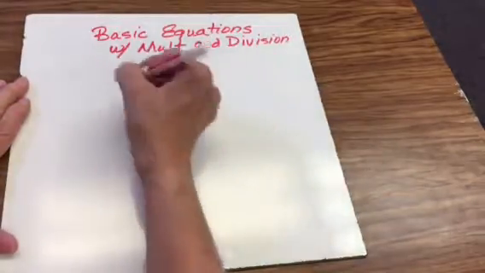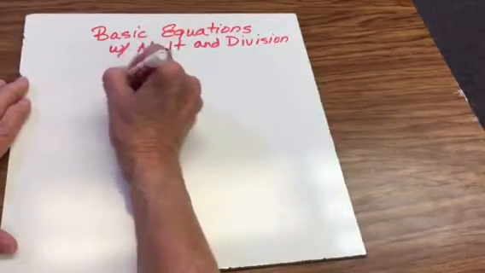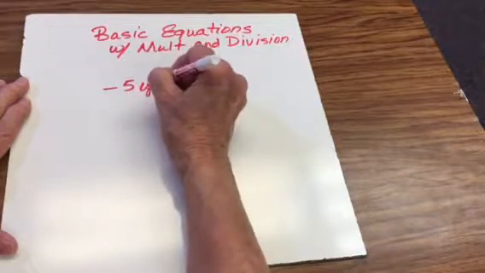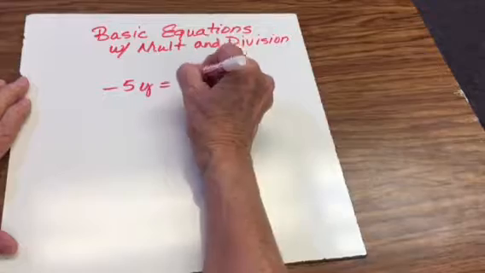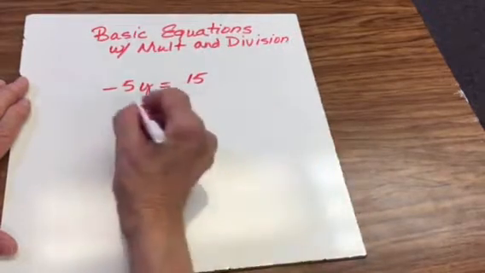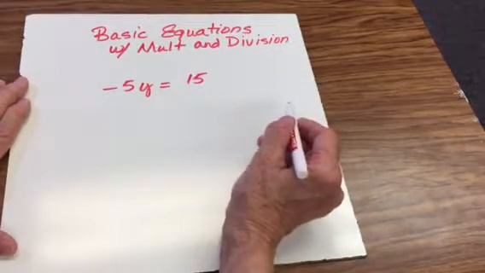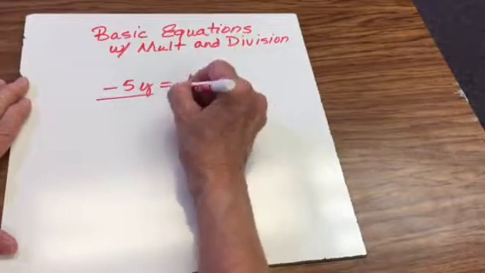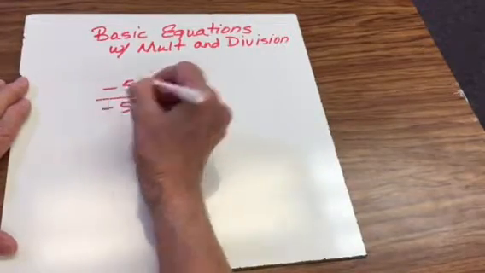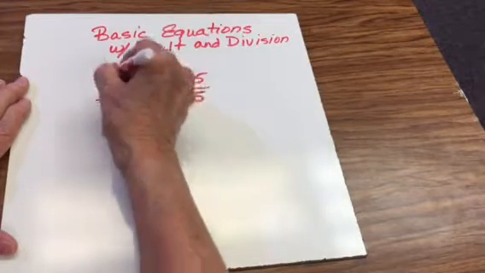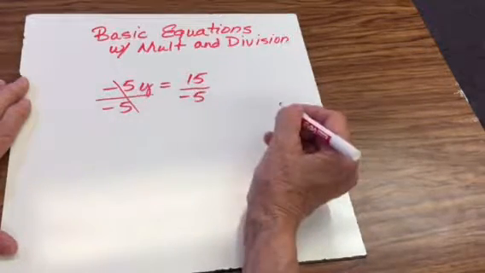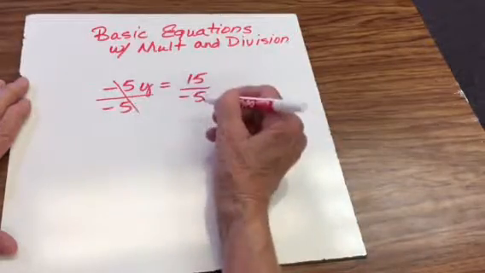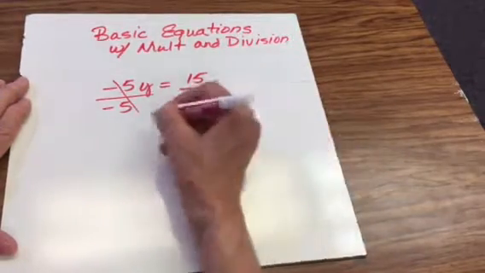What if I say -5 times some number, I'll say y, equals 15? Well, again, I have to get rid of the -5 so that I know what y equals. When I divide through by a -5 on both sides, all right, y, the numbers go away, they cancel out. That turns into a 1, but I don't have to write it down.